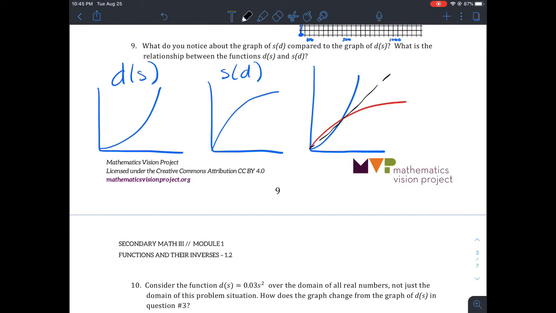Okay, so really, what's going on here is this original function that we had is actually being reflected over the line y equals x, or x equals y. So when you have functions that are inverses of each other, you can reflect them over the line y equals x, and that's how you would graph it. All right, so inverses are essentially reflections of each other.